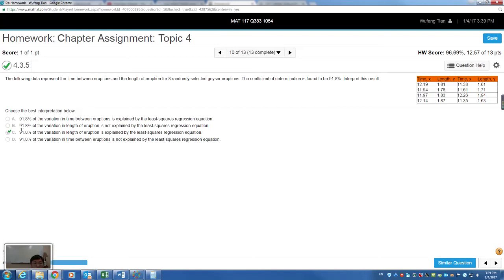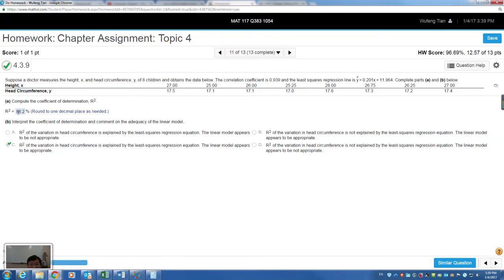And the next one, I need to explain this one a little bit. So 91.8% of the variation. It's right here, so it's pretty simple. The coefficient is 91.8%. This result means 91.8% of the variation is explained by the least squares regression equation.